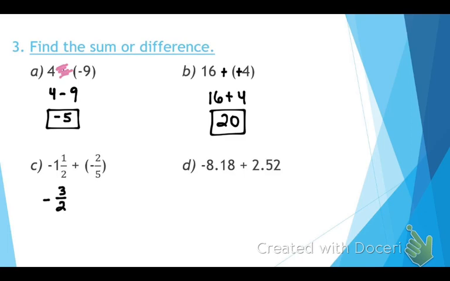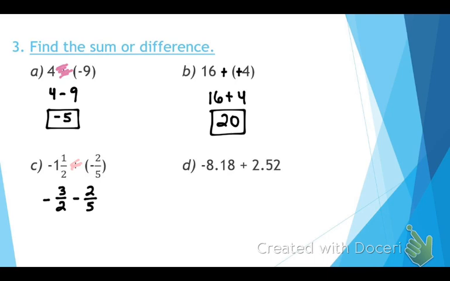Now, we've talked about this. We just talked about it a second ago. We are adding a negative. What does that mean I'm doing? When you add a negative, that just means you're subtracting it, okay? So you're getting rid of the plus sign and just dropping down the minus because we are subtracting 2/5.